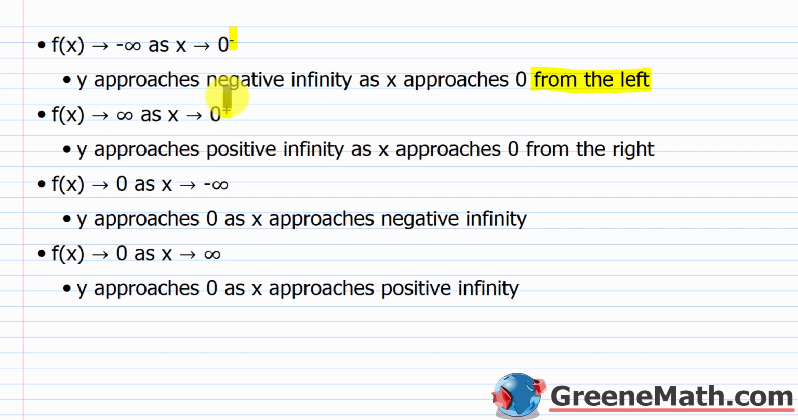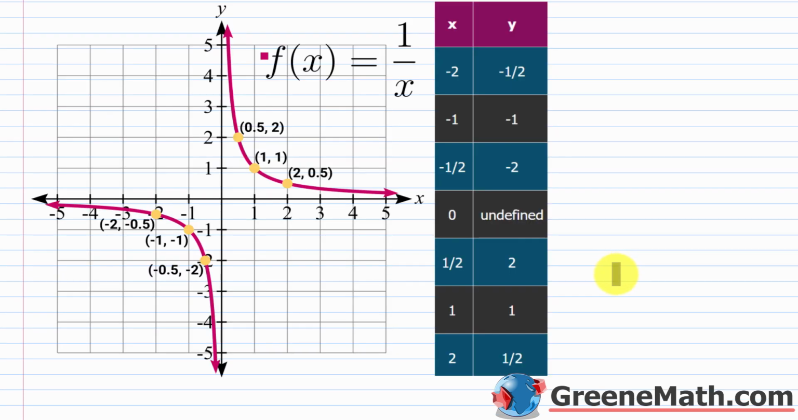This plus sign here means from the right. So the reason we have to be specific there, if we come back up to the graph, and I'll also show you this with a table, think about this piece of the graph right here. What we're saying is that y approaches negative infinity as x approaches 0, but we have to be very specific here. We can't just say approaches 0, because what if I'm approaching 0 on this side right here?